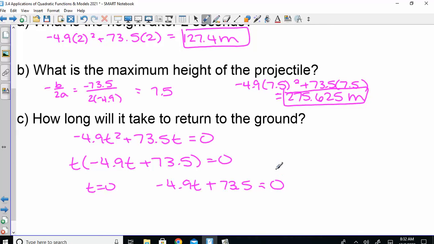Although in this case it won't matter because we get a time of 0, but is that when it hits the ground? No, that's because you started on the ground. So we won't need that one here. So what do you get? 15.